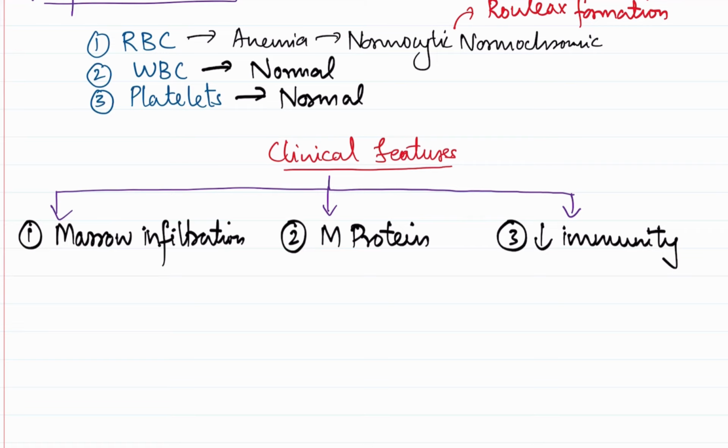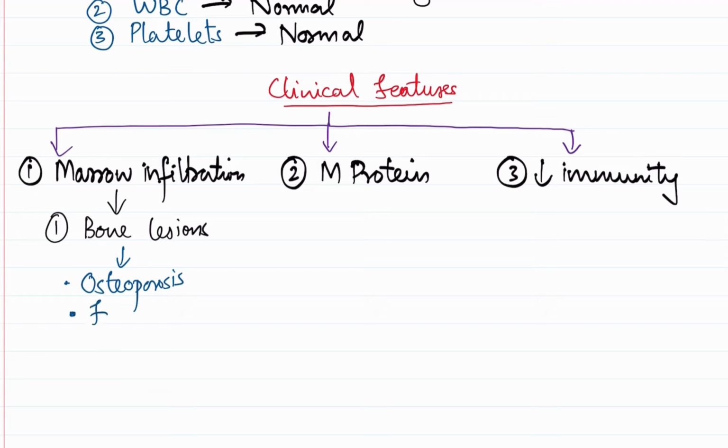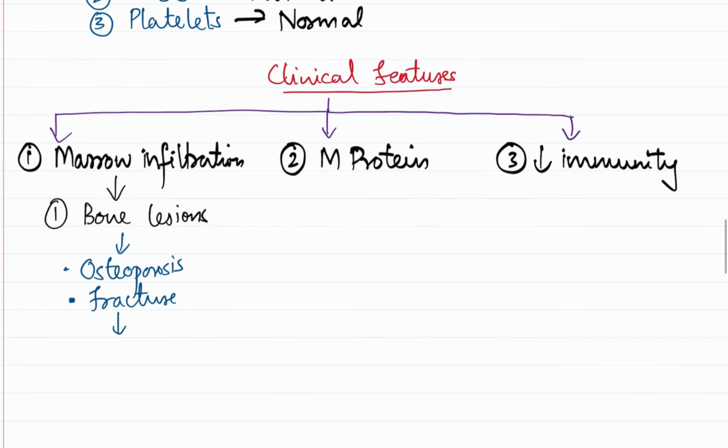So what are the features due to marrow infiltration? As we said, they cause lytic bone lesions. So the first one is going to be bone lesions, that is bone lysis, and bone lysis will present as osteoporosis, and fracture of bone will occur. Pathological fracture of bone will occur. And because of this osteoporosis and fracture, there will be hypercalcemia. The calcium is released from the bone into the blood. That will lead to hypercalcemia.